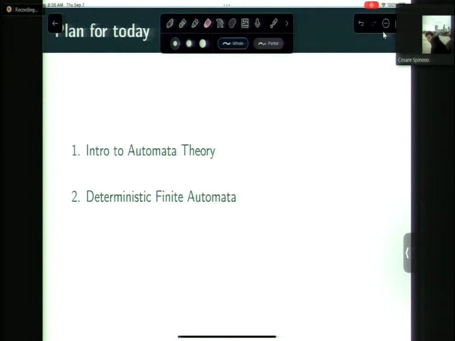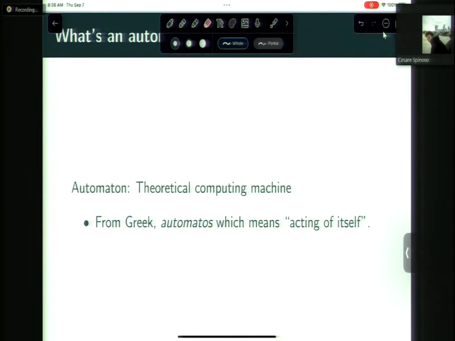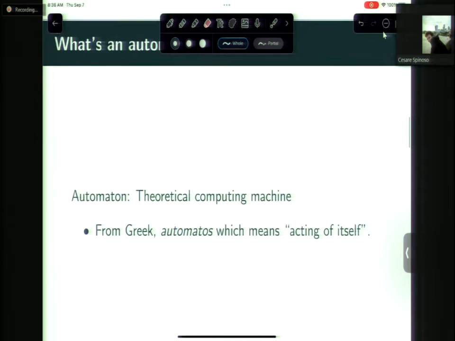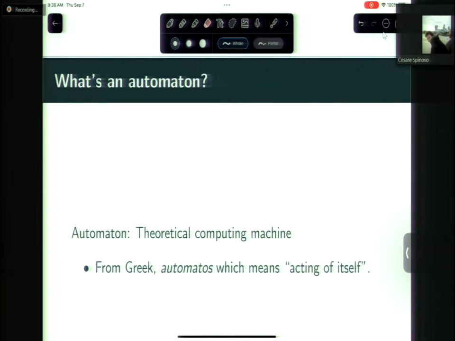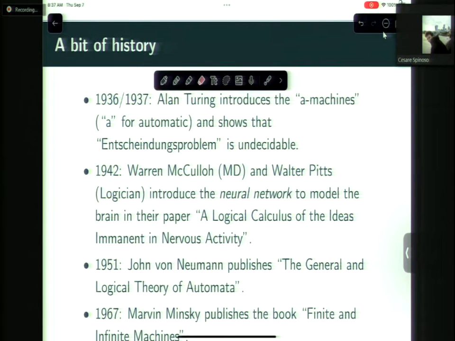Okay, so before we do that, I just wanted to give you a bit of history, because I think it's interesting to do a bit of history just before you do something mathematically rigorous. So first of all, what's actually the meaning of automaton? For our purposes, we take it to mean a theoretical computing machine, right? Which makes sense with what I've been saying for the last 2 lectures. And it comes from the Greek automatos, which means acting of itself. But we're not really going to talk about that aspect of automata, because that's more related to sort of AI fields. Okay. So a bit of history before we actually talk about deterministic finite automata.